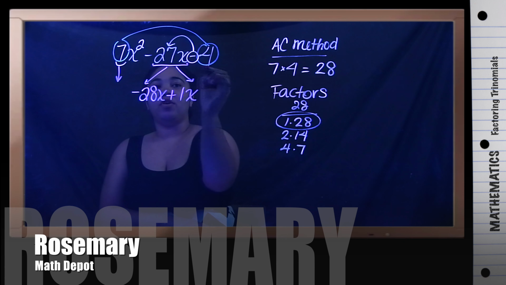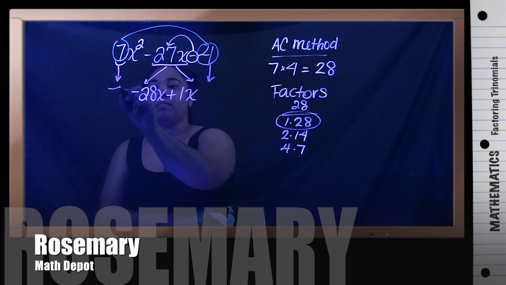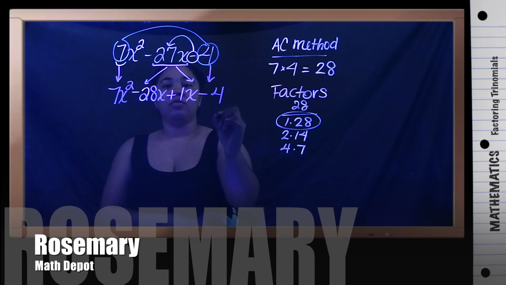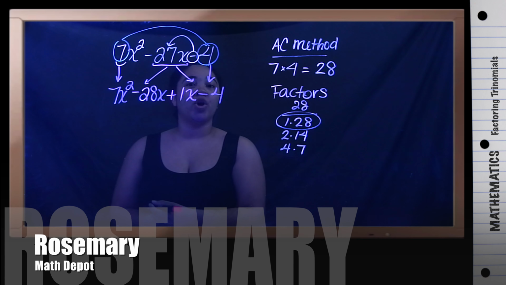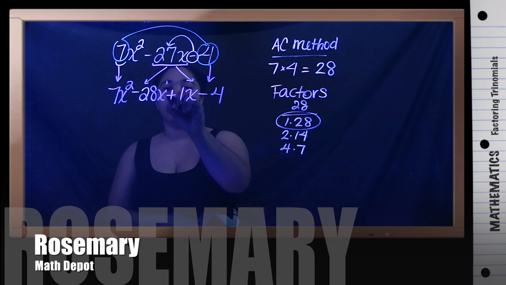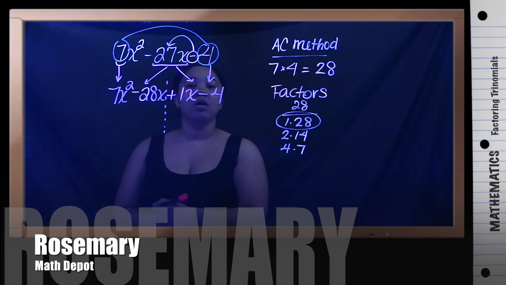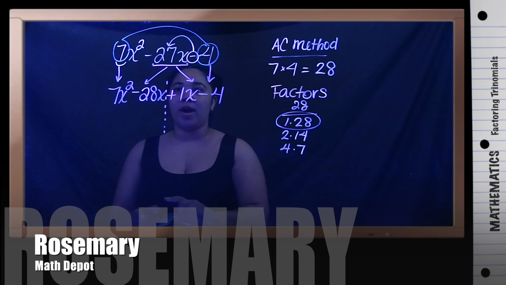I'm going to bring the first and last terms down. So now, instead of looking at 3 terms, I now see 4. And we're going to use the grouping method now. What the grouping method is, we're going to go down the middle. I'm going to find the GCF on the left side, and I'm going to find the GCF on the right side.